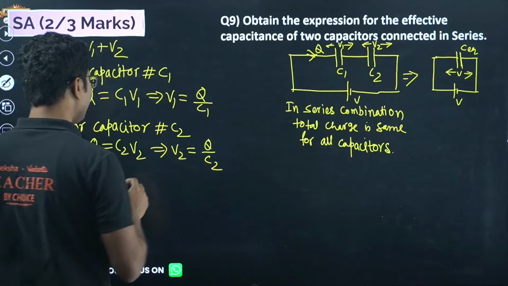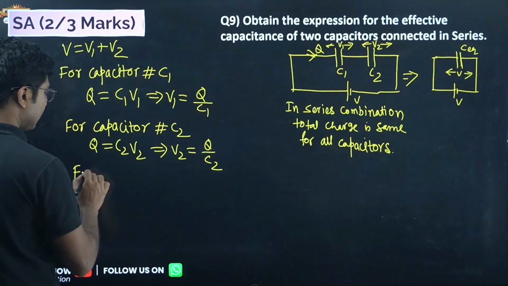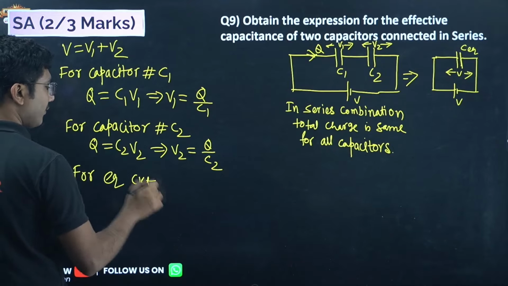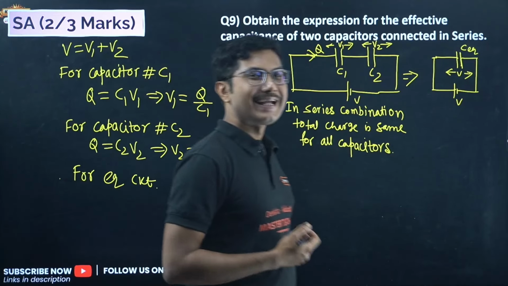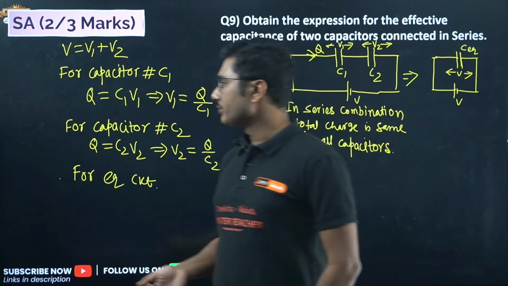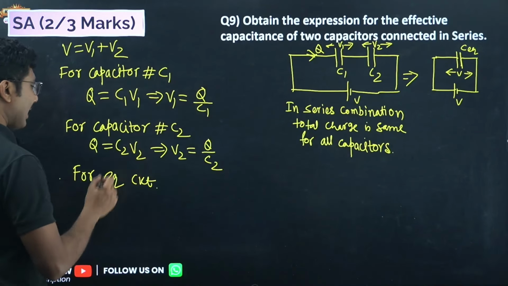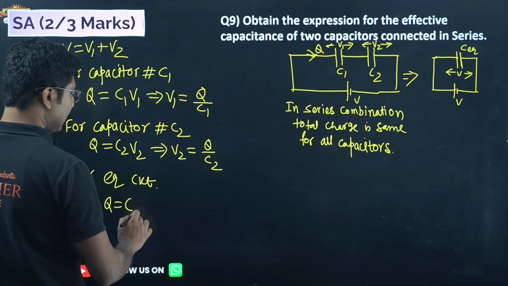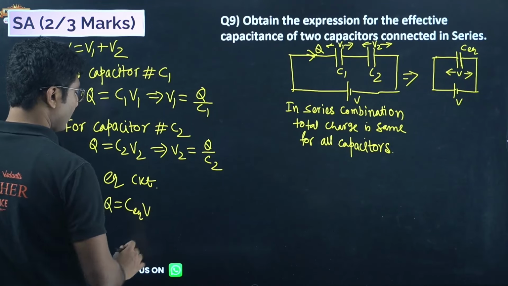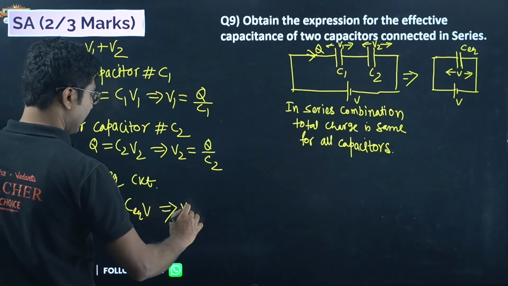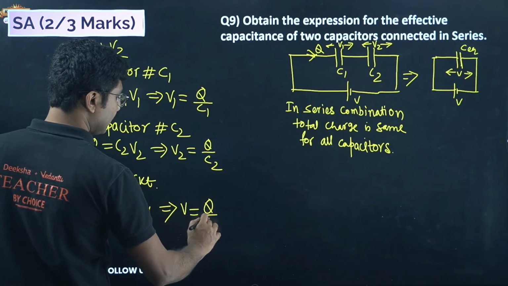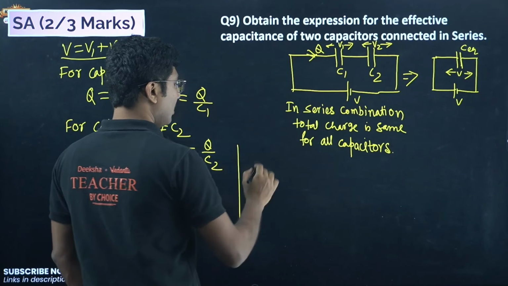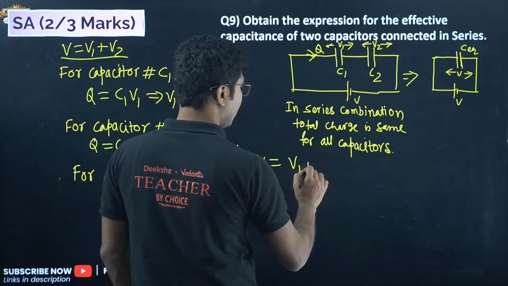Now what about the equivalent capacitance? For equivalent circuit, okay, this is a shortcut of writing equivalent, EQ. CKT is for circuit. Okay, so for equivalent circuit we can write that Q equals C equivalent into V, or V equals Q upon C equivalent. Now we will use this formula, right? We know that V equals V1 plus V2.